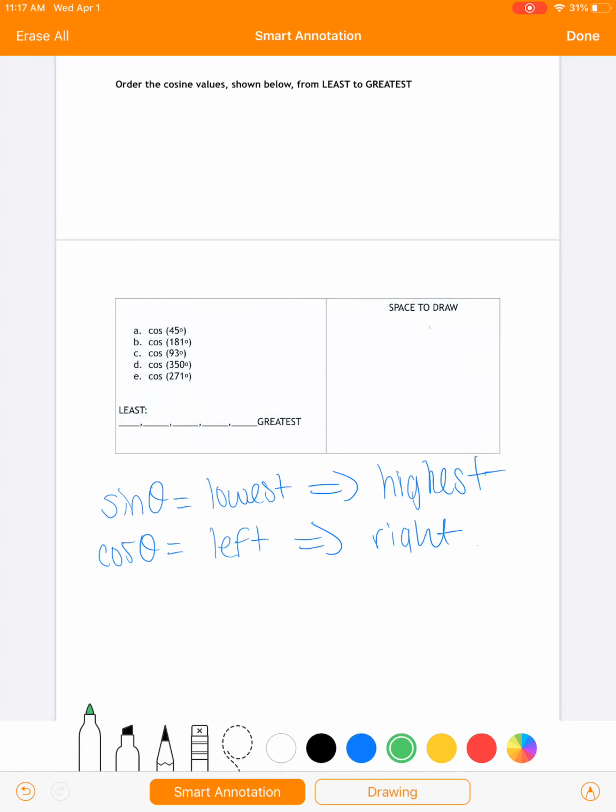So again, it might help to draw a circle. Here's 0, 90, 180, 270, 360. And let's plot these and label them. So 45 degrees would be about here, right? Halfway to 90. So this is my point A. Okay. 181 degrees, right? That would be a little bit past 180. So here's 180 to 1 degrees. So that's my point B.